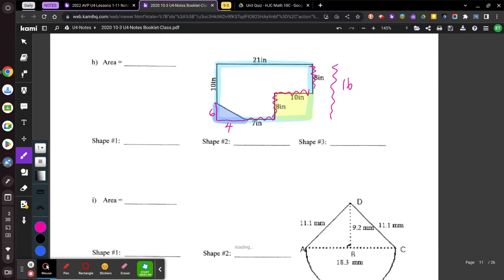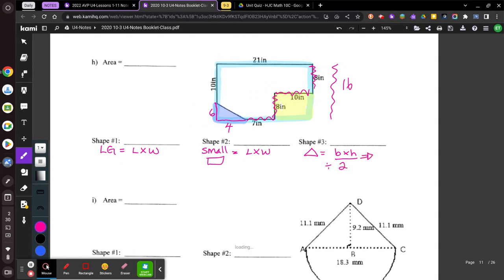Okay, so now we're going to go with all these objects. So the first one is going to be our large rectangle, which is length times width. Then we're going to have our small rectangle, which is length times width. And then we're going to have our triangle, which is base times height, divide 2.